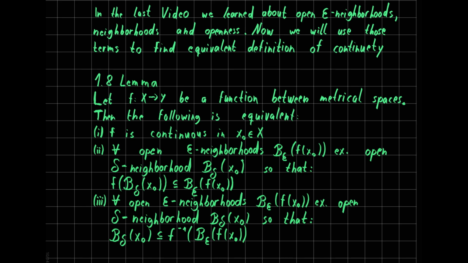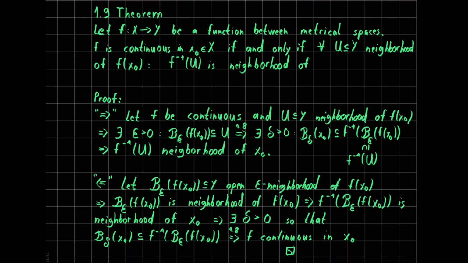1.8 Lemma. Let f be a function between metrical spaces. Then the following is equivalent. First, f is continuous in x0. Second, for all open epsilon neighborhoods around f of x0 there exists an open delta neighborhood around x0, so that f of the open delta neighborhood of x0 is a subset of the open epsilon neighborhood of f of x0. And third, for all open epsilon neighborhoods around f of x0 there exists an open delta neighborhood around x0, so that the open delta neighborhood around x0 is a subset of the pre-image of the open epsilon neighborhood around f of x0. And with that out of the way, let's look at our theorem.